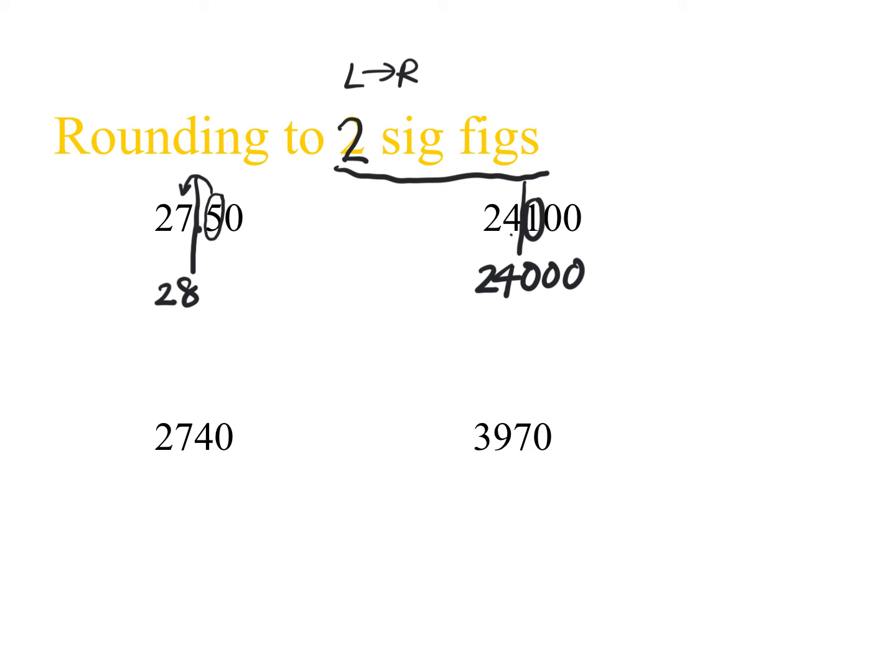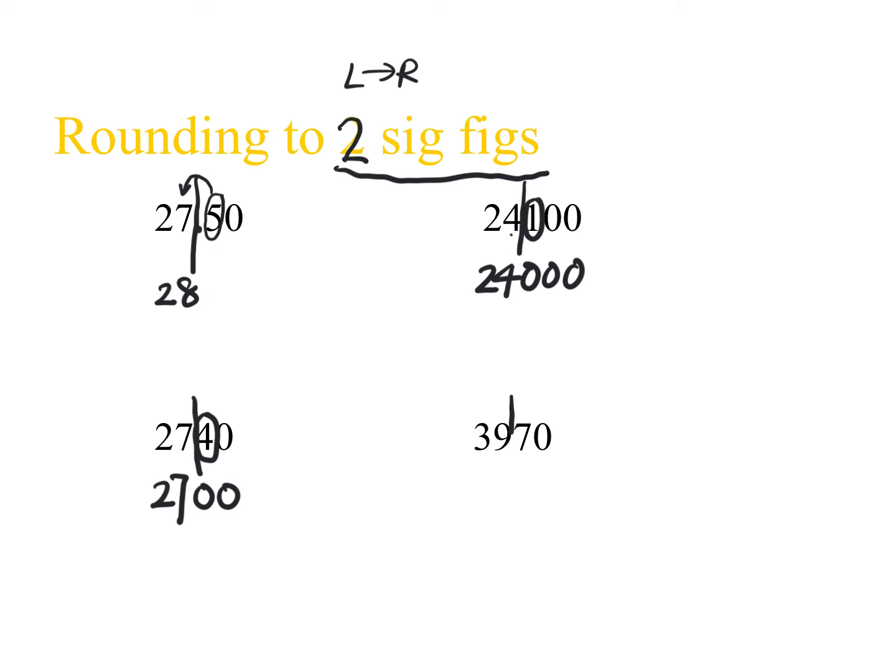So 2,740, right? I draw my line after the second sig fig. I look at the third digit. It's 4, so I do not round up. So I will do 27. And then I need to put the placement zeros, making it 2,700.